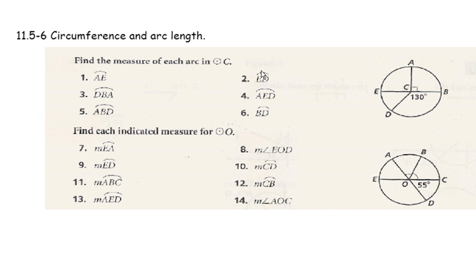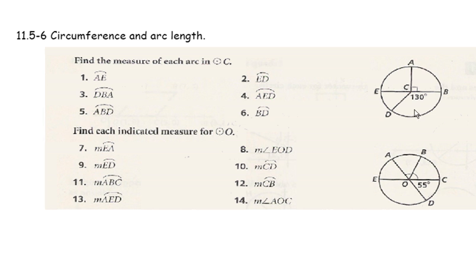Okay, so we're going to begin by talking about arcs. And arcs are simply part of the circumference of a circle. And you can either talk about arcs in terms of their measure, in which case you're talking about the degrees of the arc, or you can talk about it in terms of the length, in which case you're talking about the distance of the arc.